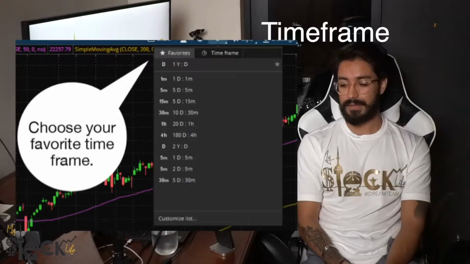Next up is cyclical stocks. Cyclical stocks, they change with the economy. So if the economy is booming, these stocks, they boom. If the economy is tanking, these stocks, they tank.